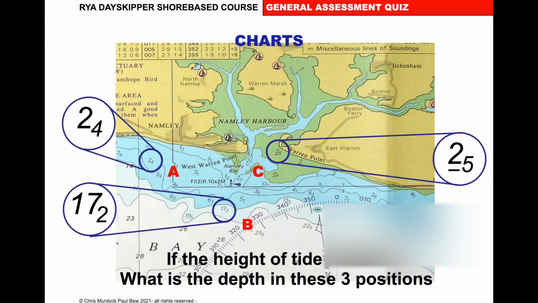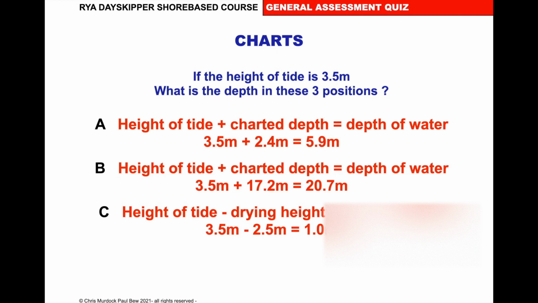If the height of tide is 3.5 meters, what is the depth in these three positions? A is a depth of 2.4 meters, B is a depth of 17.2 meters, and C is a drying height of 2.5 meters. So A: height of tide 3.5 meters, charted depth 2.4, add them together, 5.9. B: height of tide 3.5, charted depth 17.2, add them together, 20.7. C: height of tide 3.5 minus the drying height because it sticks up, so minus 2.5, which equals 1 meter.